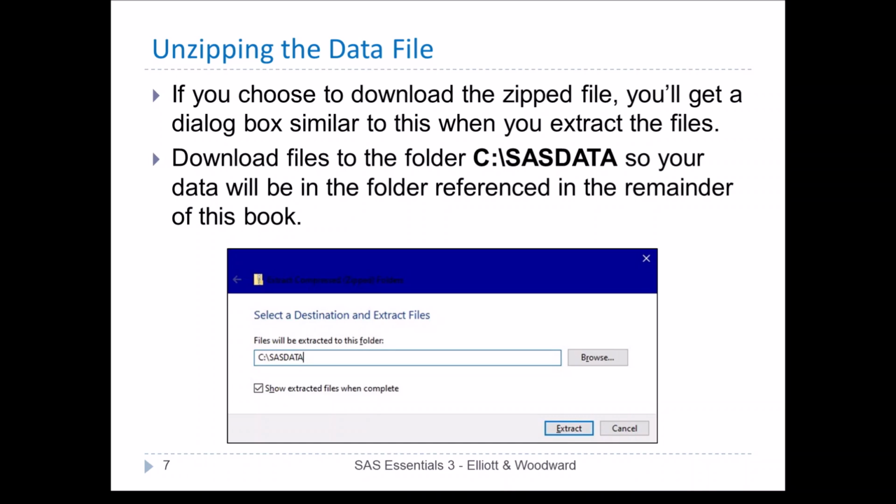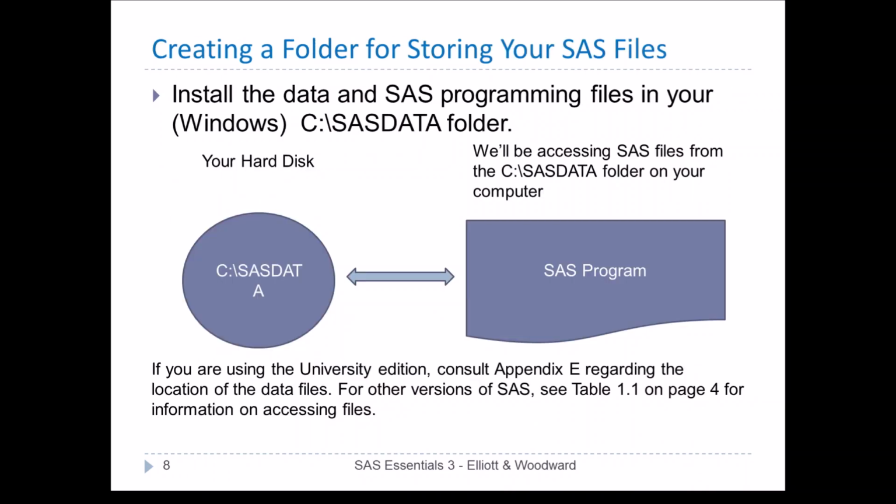Also notice that you enter that into the text area where it says files will be extracted to this folder, then click on the extract button and it will extract dozens of files into that folder and make them available for you, so you can use all the examples in the book. So in general, we're going to have the SAS data on our hard drive, and we're going to access this SAS data from the SAS program. We're going to read data from that file. We're going to write data through that folder, and so it will become very helpful to us. Again, if you're using the Studio version or some other version, it might differ slightly.